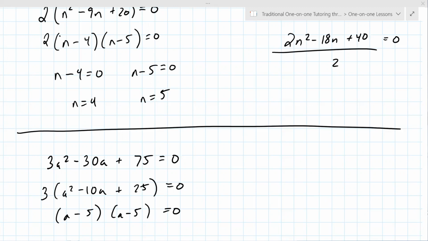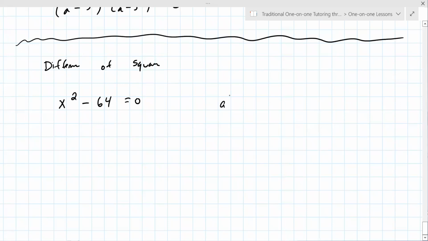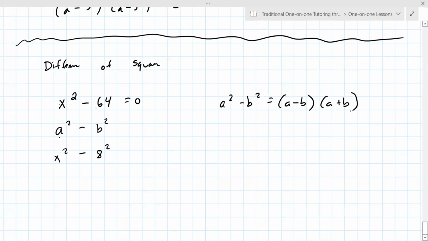The next type of factoring that we should talk about is difference of squares. You actually already did this one, but let me just change one. Let's see, x squared minus 64 equals 0. So difference of squares is a formula. It says if you have a squared minus b squared, and in your problem, you do have an a squared minus a b squared. Your b is 8. X squared minus 8 squared. Your x is a and your b is 8. The formula is a minus b, a plus b.